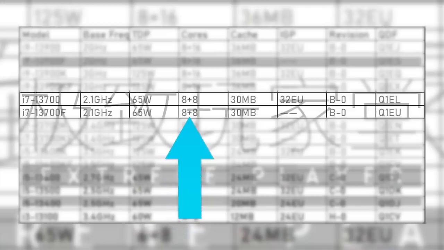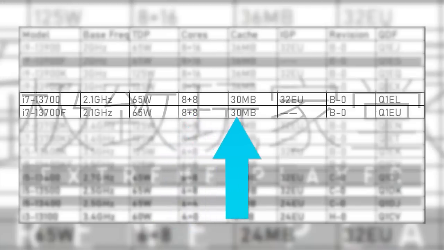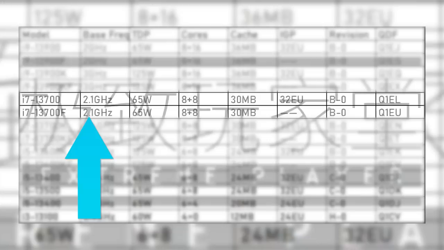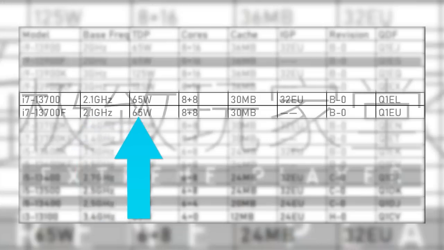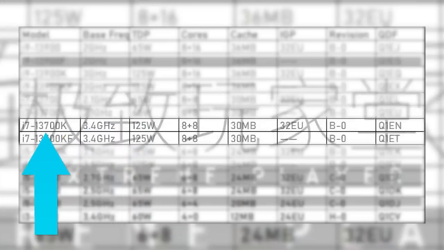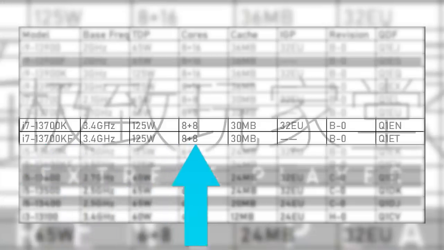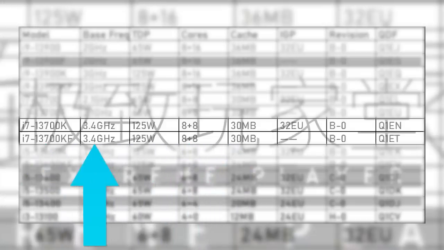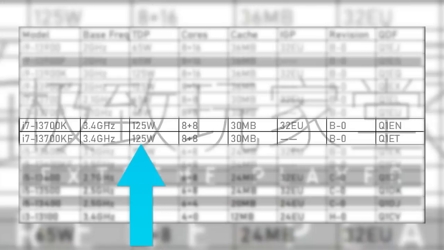Moving on, we have the i7-13700 and 700F. These have 16 cores with 8 performance cores and 8 efficiency cores. They have 30 megabytes of cache, a base clock of 2.1 GHz, and a TDP of 65 watts. Next is the 13700K and KF, which come with the same 16 cores and 30 megabytes of cache, but they have a base frequency of 3.4 GHz and a 125 watt TDP.